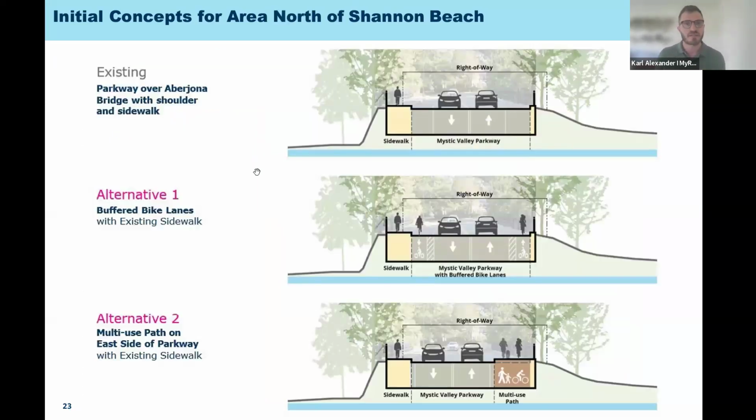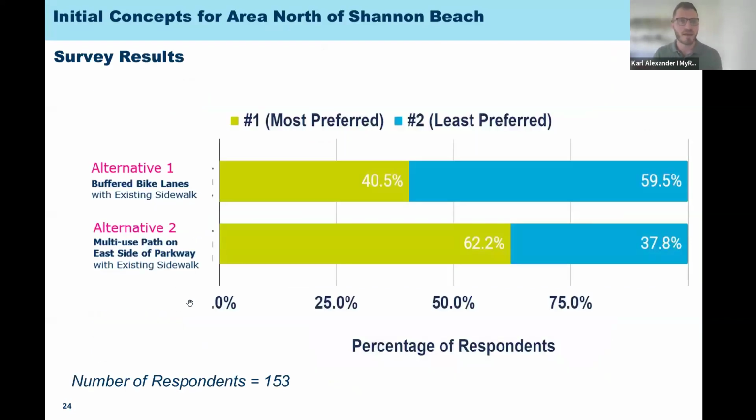North of Shannon Beach, we presented 2 alternatives. The first alternative provided buffered bike lanes on the roadway and preserved the existing sidewalk. So not much change, but new striping to provide for buffered bike lanes. Alternative number 2 introduced the multi-use path on the eastern side of the roadway while reducing the vehicle travel right-of-way. And for preference on that, alternative number 2 was preferred by only a fair little bit, around 62% to 40%, and this was more of a one choice or the other.